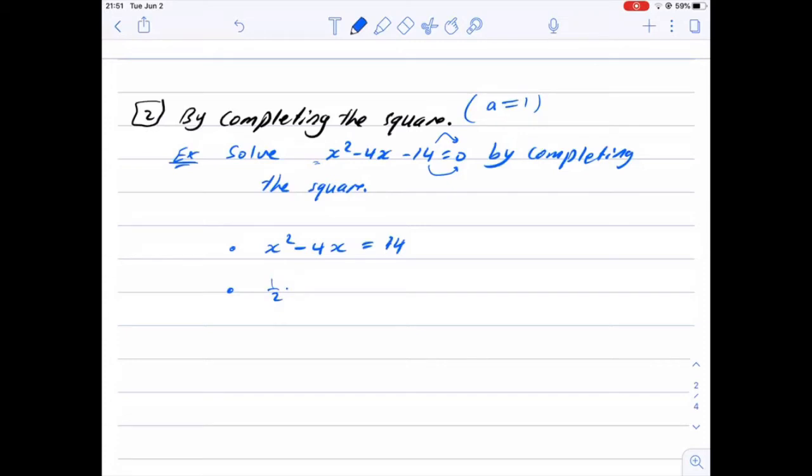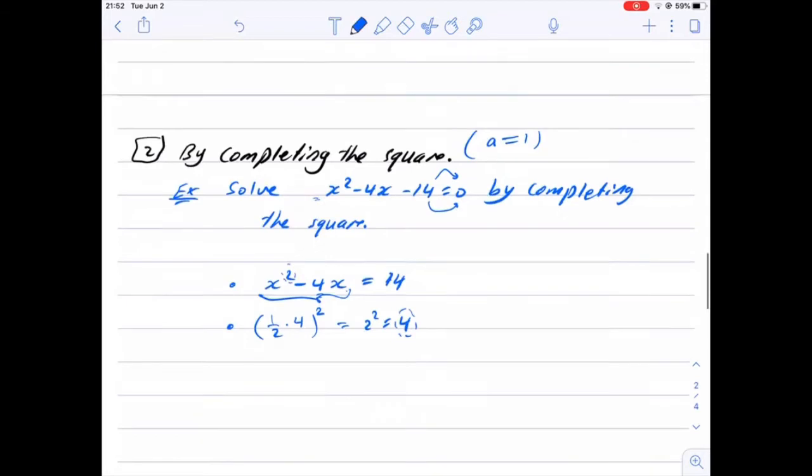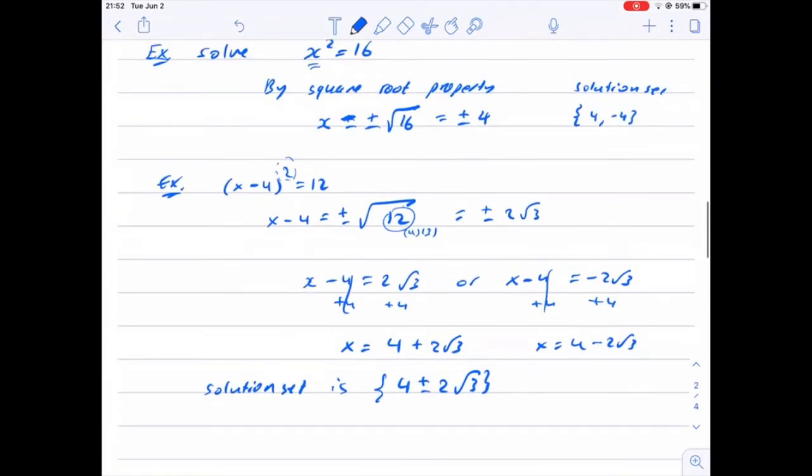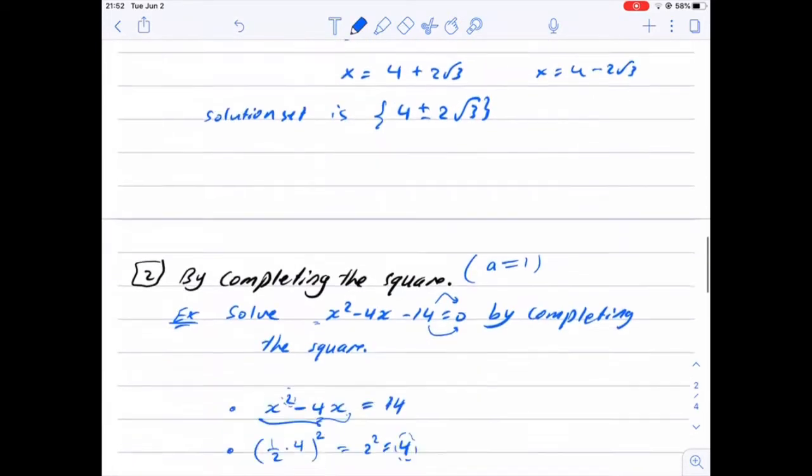We take 1/2 times the coefficient of x. We don't need to worry about the negative sign here. Squared. So 1/2 of 4 is 2. 2 squared is 4. This number will complete this square, because here we only have 2 terms. We need to have 3 terms in order to bring the square from here to the square above the whole expression.